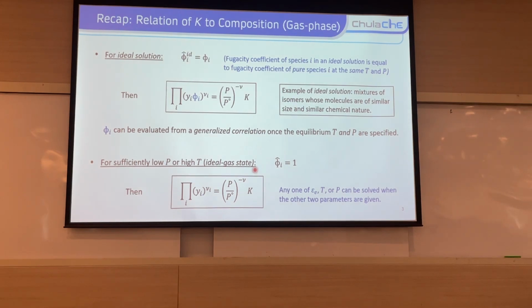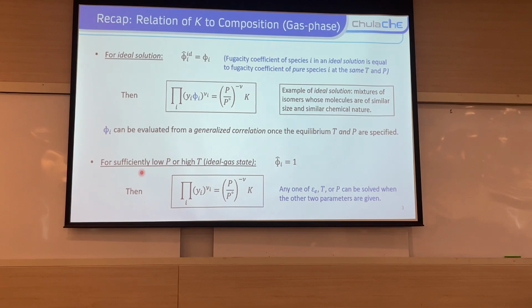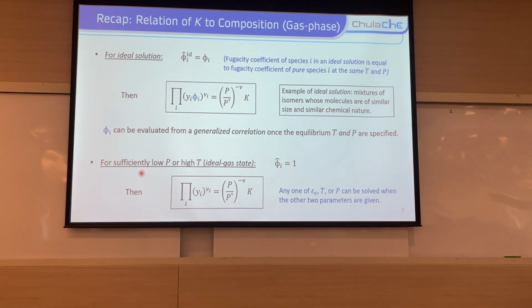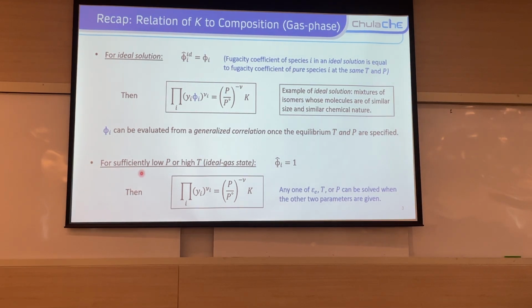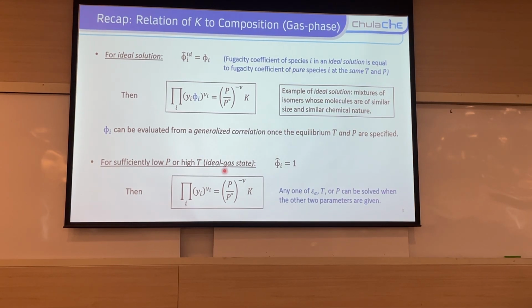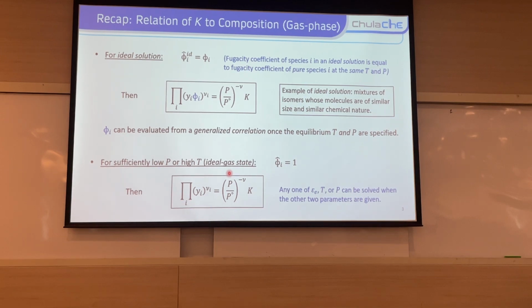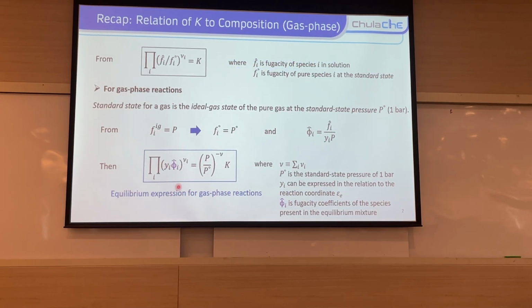So in that case, if your reaction is carried out at low pressure and high temperature, you might be able to assume that the ideal gas state is justified. So the fugacity coefficient here can be equal to 1. And this can simplify the equation here.